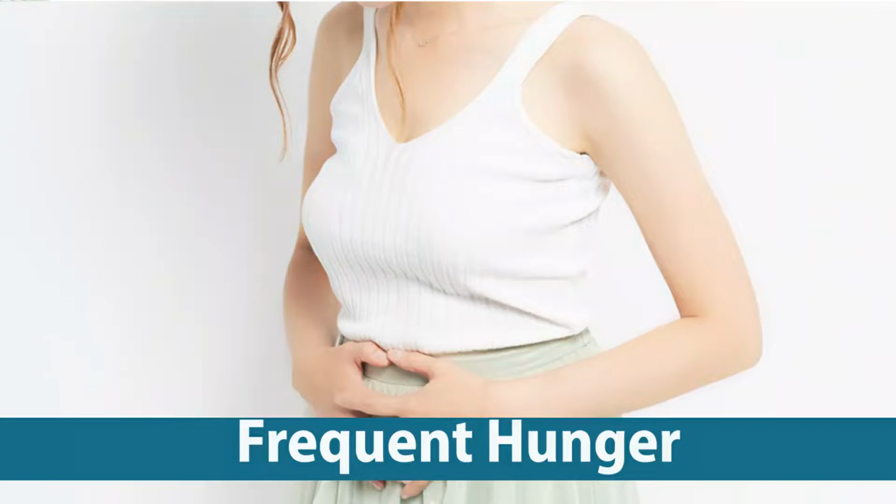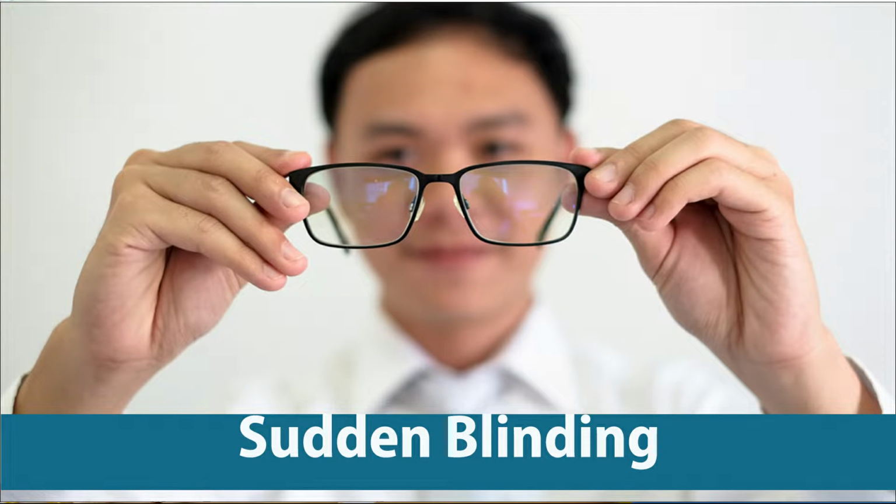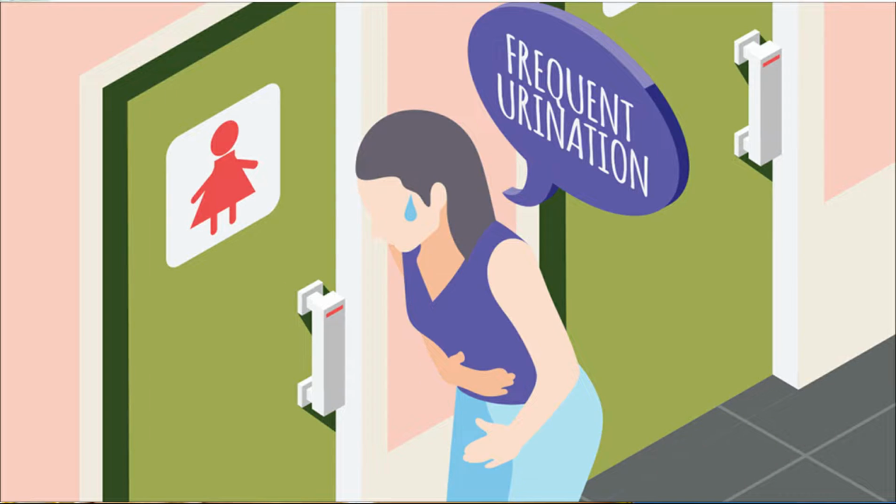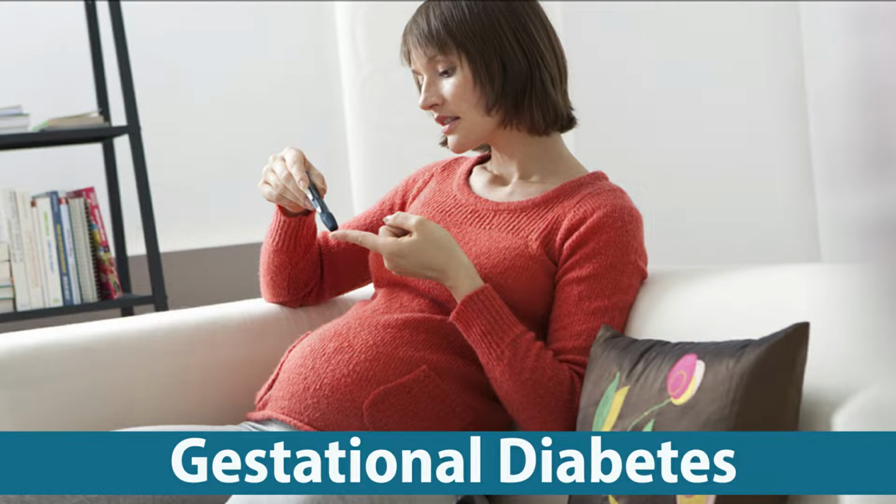So, usually the symptoms will be frequent hunger or frequent loose motions. The patient may have sudden blurring episodes, excessive hunger and all these, and increased urination. And in routine blood tests too, we can find out that the patient is landing into gestational diabetes.